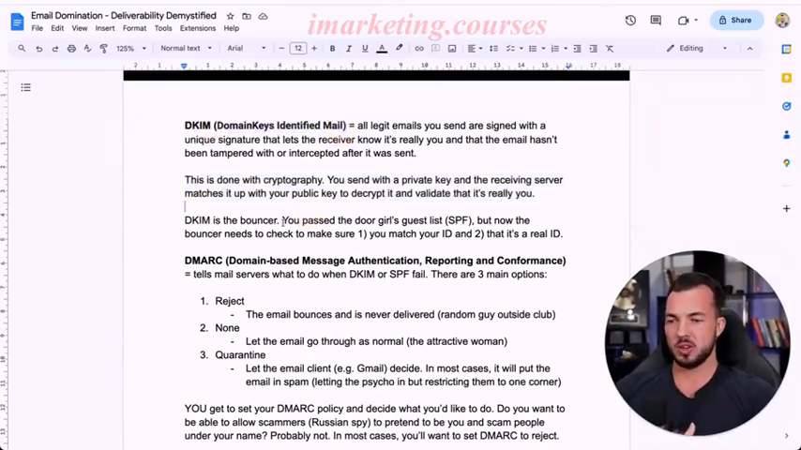Now, the easiest way to explain this, DKIM is the bouncer. Okay, you passed the door girl's SPF check, the guest list, tick, but now the bouncer needs to make sure that number one, you match your ID. Okay, you are who you say you are. And that number two, it's actually a real ID and not a fake ID. Okay, that's DKIM explained. Making sense?